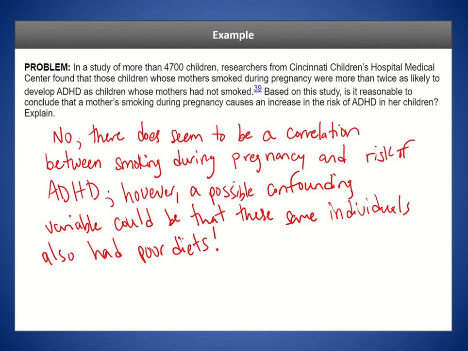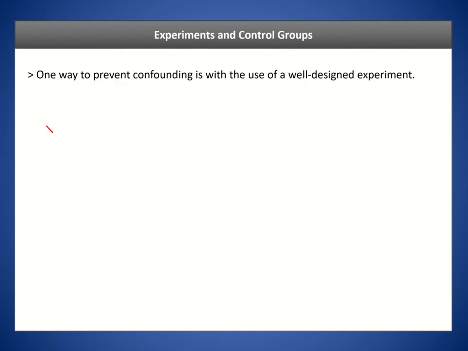So bottom line, observational studies are good to look at the data, but essentially it's not reasonable to make these sorts of conclusions as long as there's confounding variables in the picture, right? So how do we control confounding? Well, we control it with a well-designed controlled experiment. So to prevent this, we need to design an experiment that keeps all other variables constant or fixed, whereas only adjusting the variable that you're interested in studying.